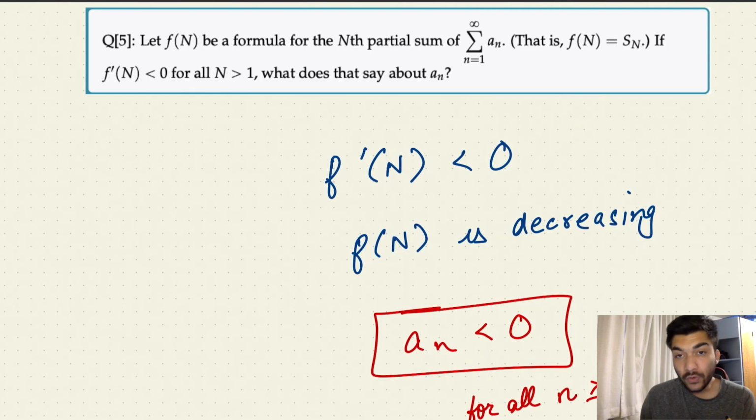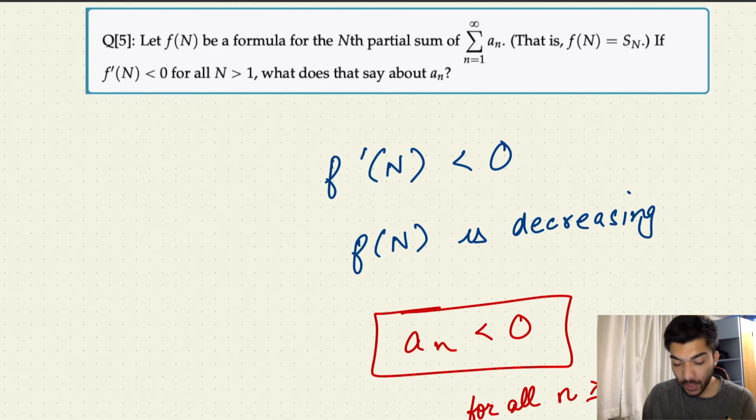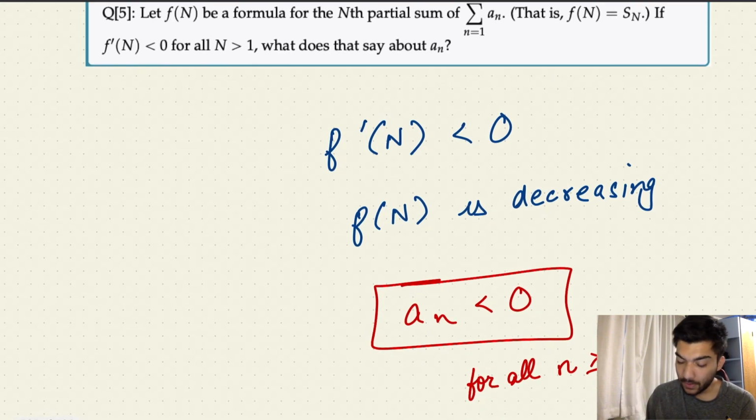If you have only one value in the sum, s of 1, we don't really know whether that term is positive or negative. That term can be both positive and negative based on the given condition, because this first derivative inequality is only valid for series which have at least two terms, right? So for capital N equals 1, we don't have a definite answer. That is why a of n is less than 0 for all values of n greater than or equal to 2.